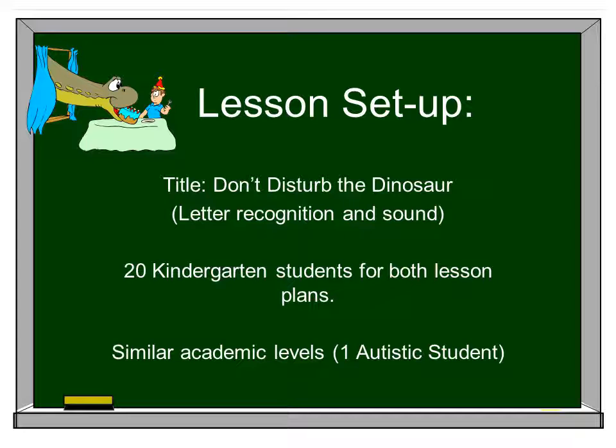The students who participated in these lessons are 20 students for both the technology and the non-technology lesson plans in the grade level of kindergarten. All the students have similar academic levels with the exception of one autistic student.